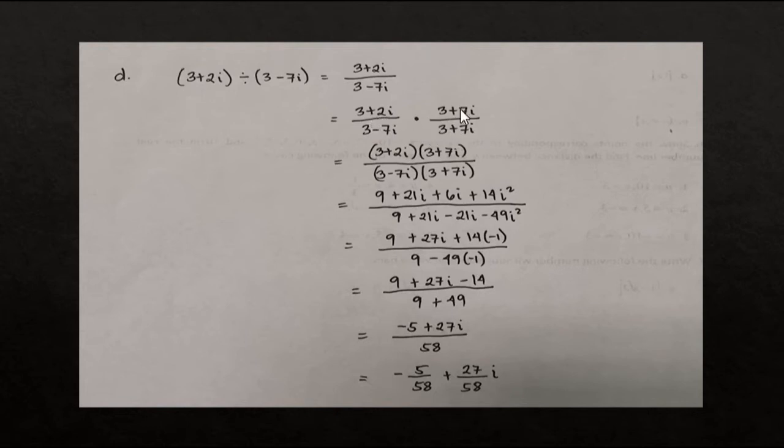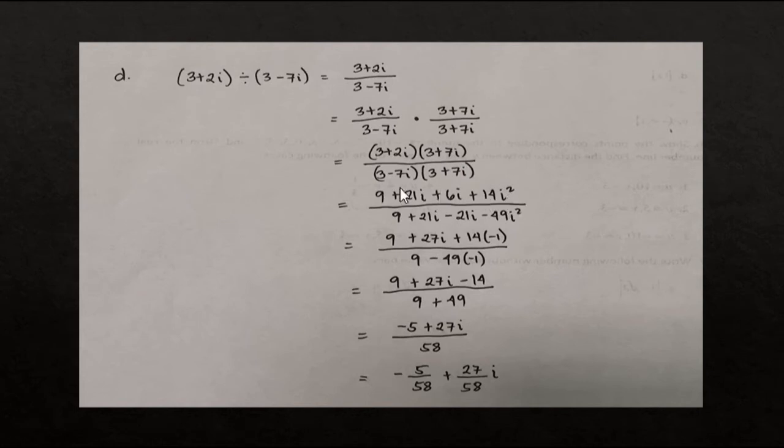So, we can multiply the numerators and then multiply the denominators. So, it can be 3 plus 2i times 3 plus 7i all over 3 minus 7i times 3 plus 7i. So, let's do our FOIL method again. 3 times 3 is 9. 3 times 7i is 21i. 2i times 3, that is 6i. 2i times 7i, that is 14i squared.